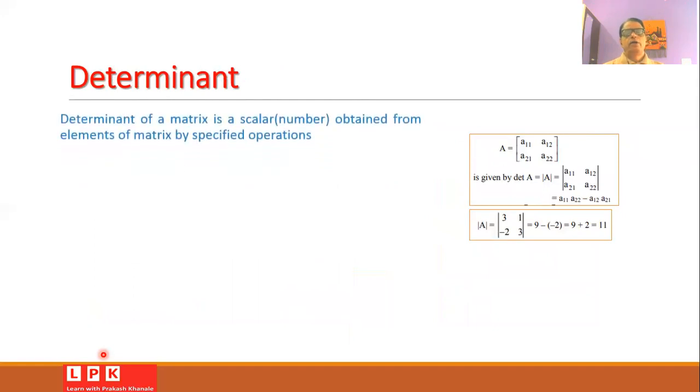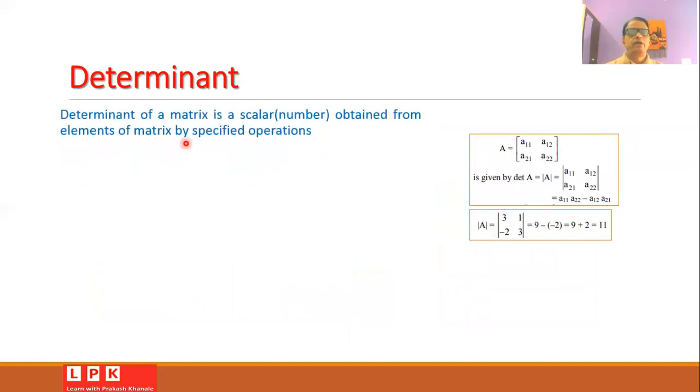Now let us go for understanding the concept of determinant. The determinant of a matrix is a scalar or number that is obtained from the elements of the matrix by specified operations. For example, we have been given a matrix A consisting of the elements A11, A12, A21, and A22. Then we can obtain the determinant of A, which is written as det A, or two vertical lines and A.